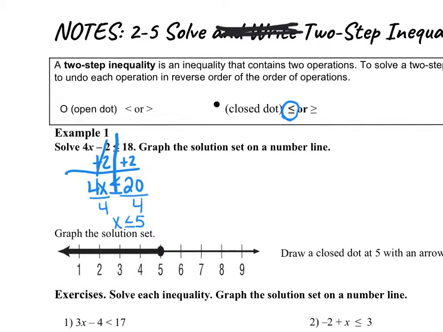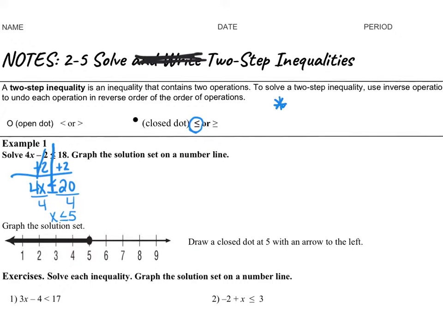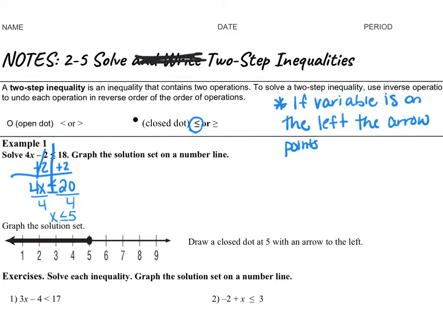If your variable, okay, so I want you to put this note right up here at the top. Put a little star and say, if the variable, which is your letter, whatever it is, is on the left, the arrow points to the way to shade. Points the way you should shade. Hold on just a second. Wouldn't that just be the opposite? Hold on.